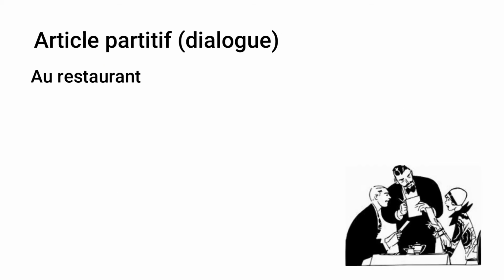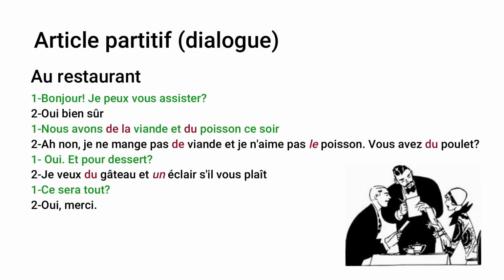Okay, so this is something you're going to enjoy, I'm pretty sure. We are going to have a dialogue or a conversation by using all what we learned in these articles partitifs. Alright? So this takes place au restaurant. Now that should be clear to you. Au restaurant. Personne 1 is the waiter. So in French we say le garçon. Alright? And personne 2 is the customer.